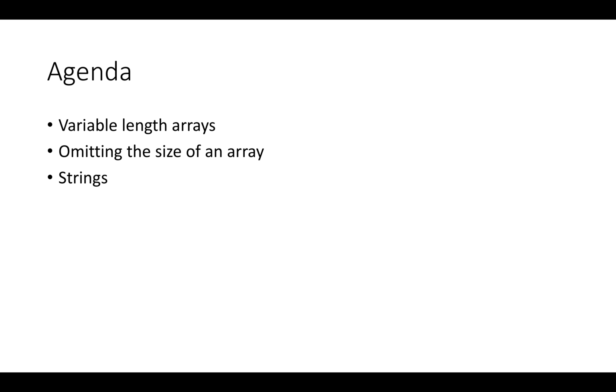We are talking about a couple things today. We're talking about variable length arrays. I did briefly talk about it on Monday, but we're going to continue talking about it today. We're going to talk about omitting the size of the array. Normally when we create an array, we need to say how big we want it to be, but there's a couple circumstances in which we can just put nothing inside the brackets, and the size will be implicitly determined by the compiler. And the final thing we're going to talk about today is strings.